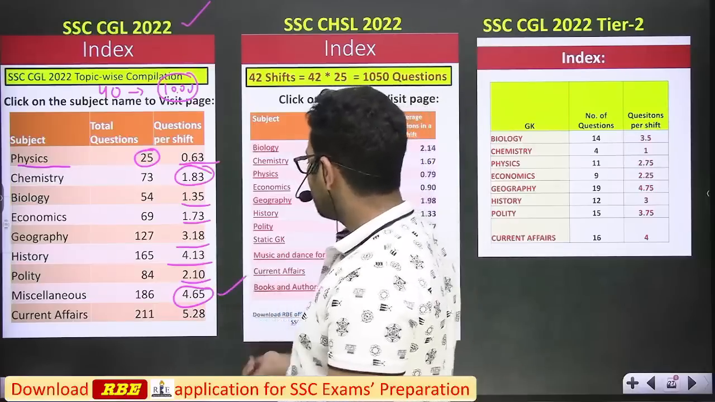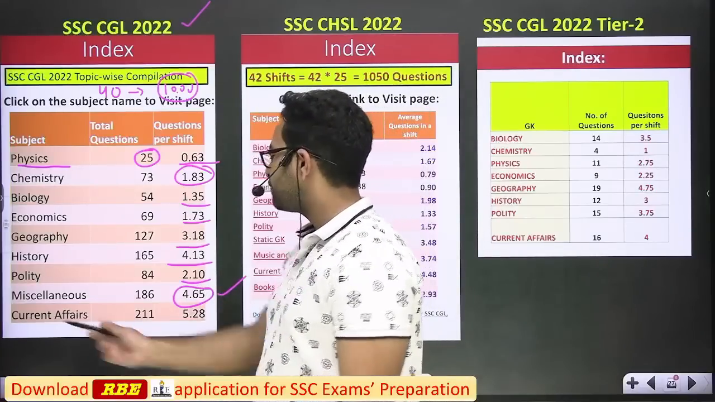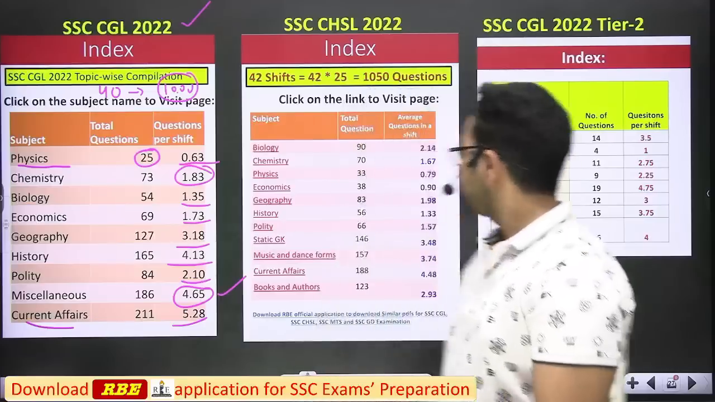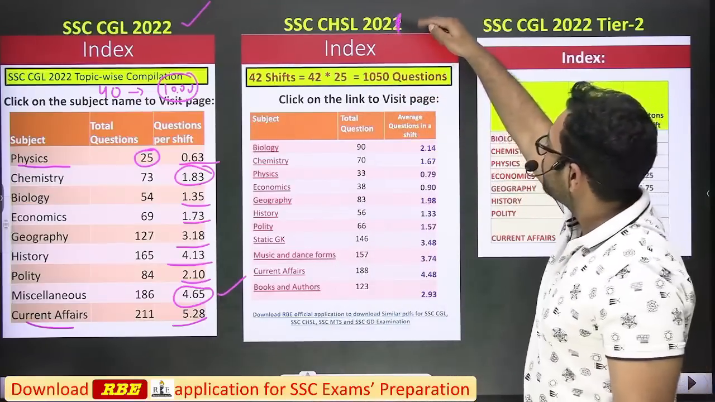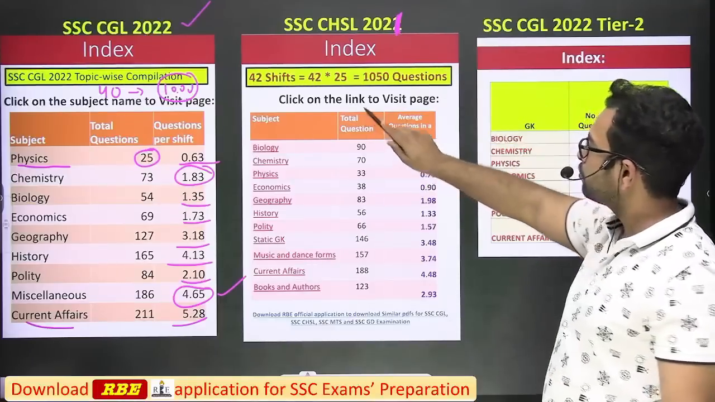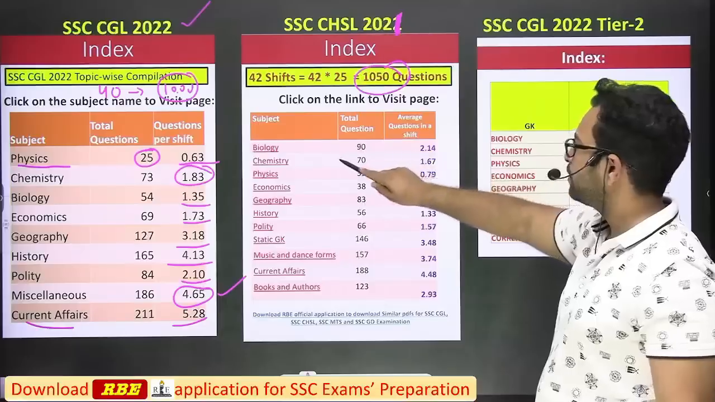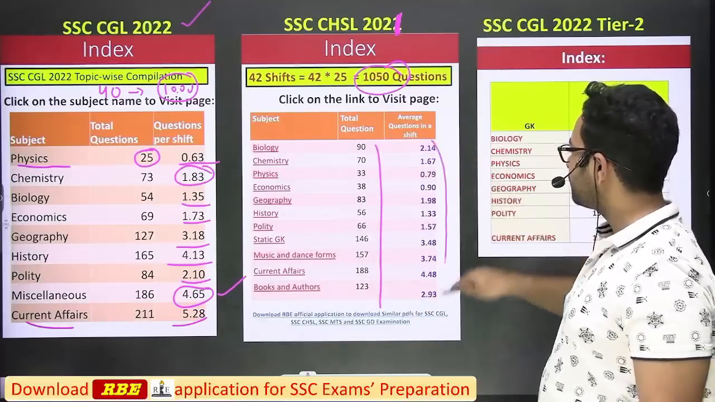Okay, you can take around 4 to 5 questions in a shift, and current affairs around 5 questions in a particular shift. Okay, this is the weightage of SSC CHSL 2021 examination. You can check it out. Total there were 42 shifts, so around 1050 questions. Total questions and questions per shift around.